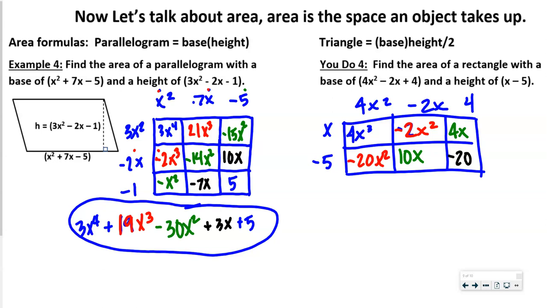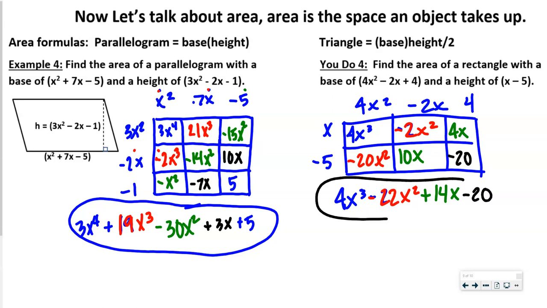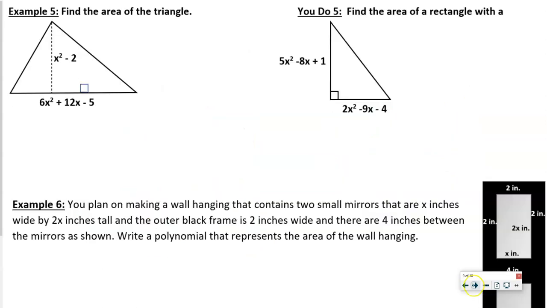So we don't have anything like our 4x to the third, so we're going to write 4x to the third. We got a negative 20x squared minus 2x squared, so that's going to be negative 22x squared. We got a 10x and a 4x, so that's going to be plus 14x. And then we got our minus 20. Make sense to everybody? Okay.